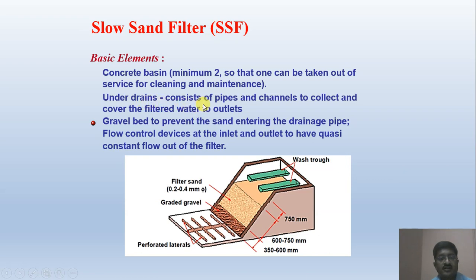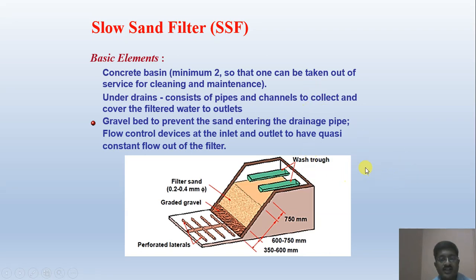Under drains consist of pipes and channels to collect and carry the filtered water outlets. A gravel bed prevents the sand from entering the drainage pipe. Flow control devices at the inlet and outlet provide a quasi-constant flow out of the filter. So all these arrangements are provided so the water can be filtered safely.